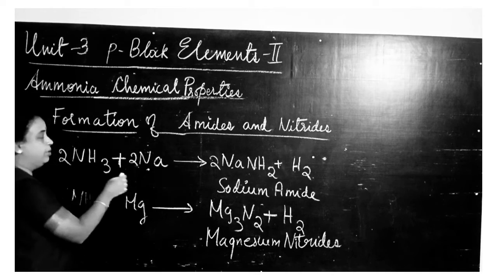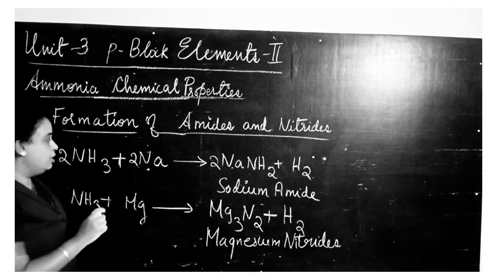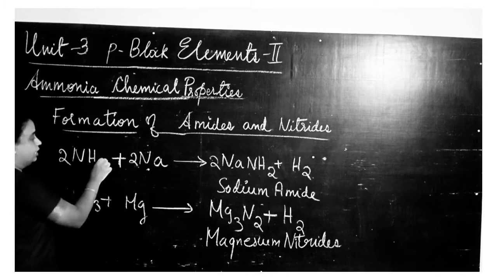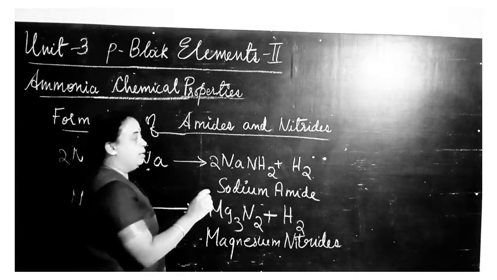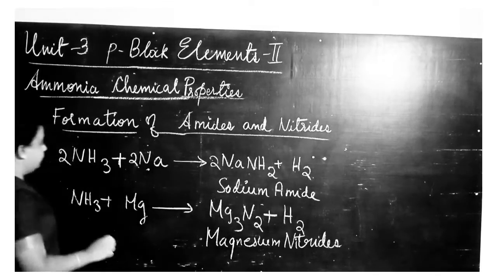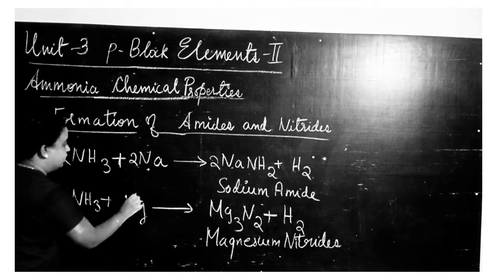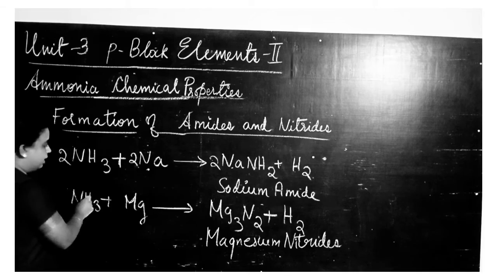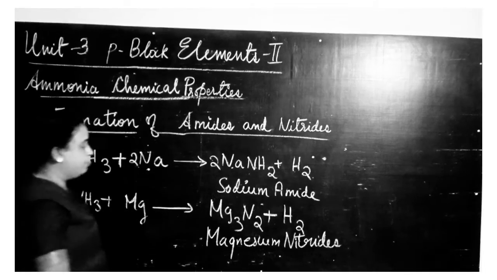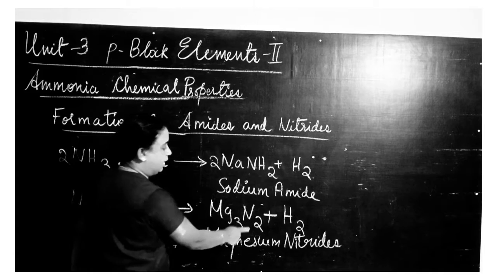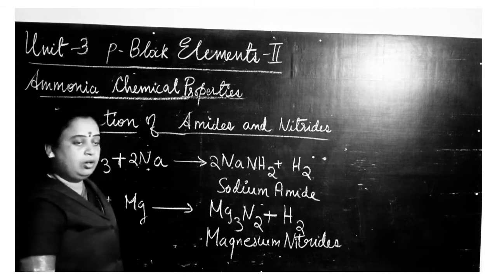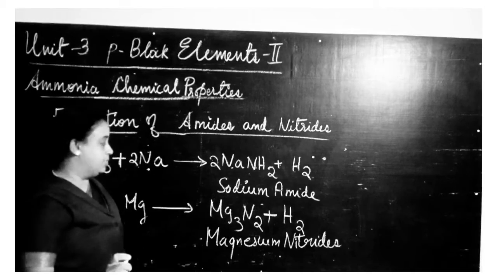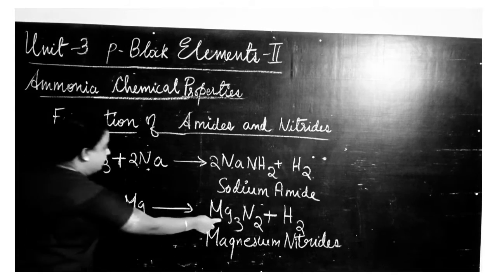Fine. So sodium, it is a highly electropositive metal. Sodium reacts with ammonia, NH3, to give sodium amide plus hydrogen gas. Likewise, ammonia can also react with magnesium, the second group element magnesium. So when ammonia reacts with second group element magnesium, it forms magnesium nitride, Mg3N2 plus hydrogen gas. Okay, so Mg3N2 is magnesium nitride. Okay, fine. So here 3 magnesium is there.